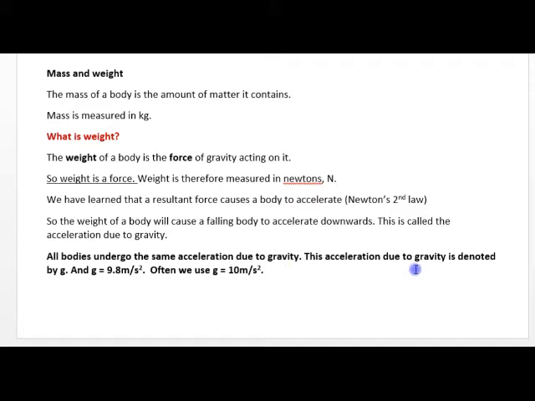The acceleration due to gravity is denoted by the letter G. So, instead of writing acceleration due to gravity, we can write G. And the value of G is 9.8 meters per second squared. And in grade 10, we can use G equal to 10 meters per second squared. We will round off: instead of 9.8, we can use 10.